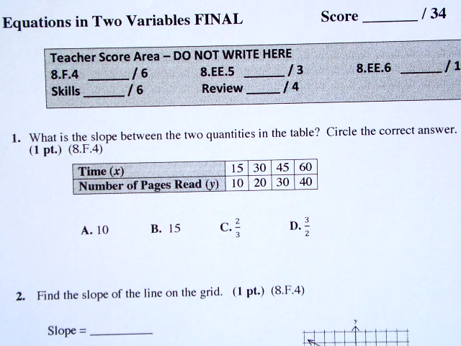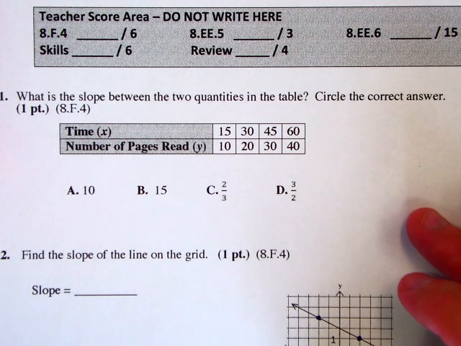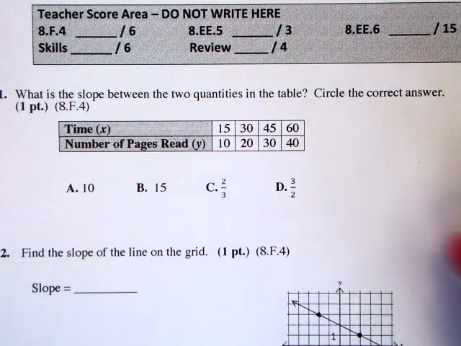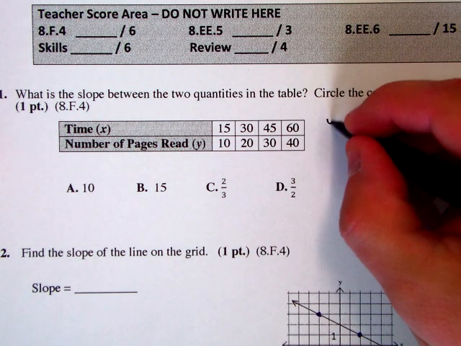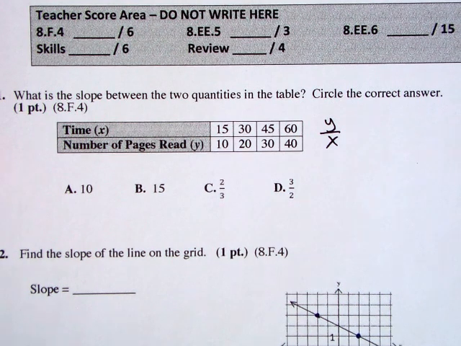Alright, today we're going to be talking about the 8th grade Chapter 3 first half final. It's called Equations in Two Variables. Alright, so number 1, it says, what is the slope between two quantities in the table? Circle the correct answer. So slope is always going to be y over x.